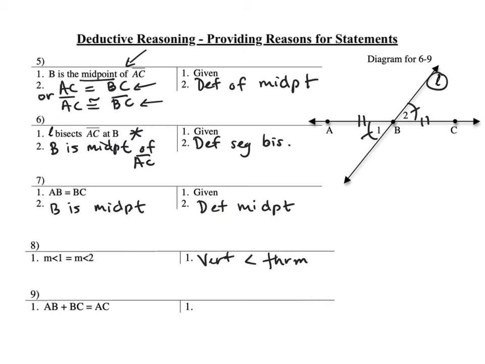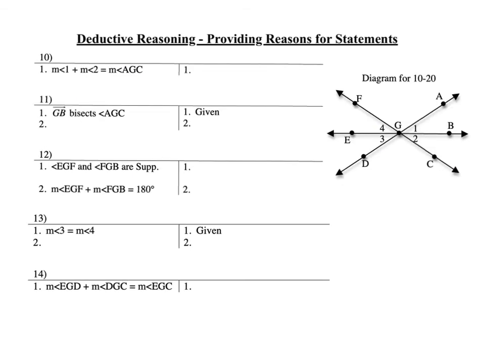Number 9, look at that. Two segments, AB and BC, make a big segment. So that is the segment addition postulate. Number 10, two angles make a big angle. That is the angle addition postulate.